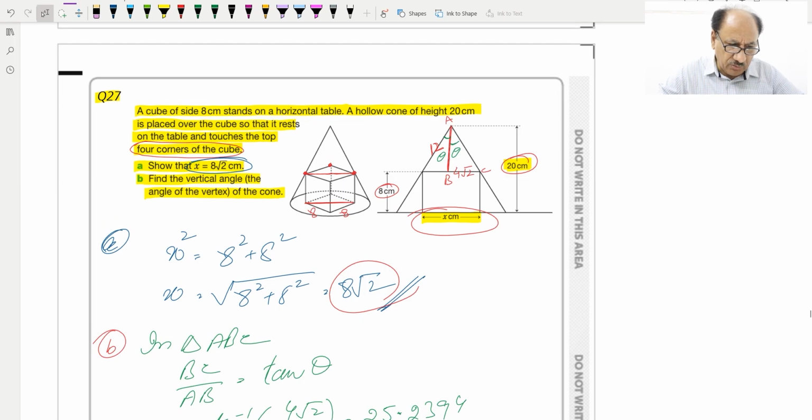Hopefully you understood this. This was a little tricky. You need to understand where the cone is resting. It's the diagonal of the cube. It's not the opposite sides joining that one. So you need to be careful while solving these types of questions.